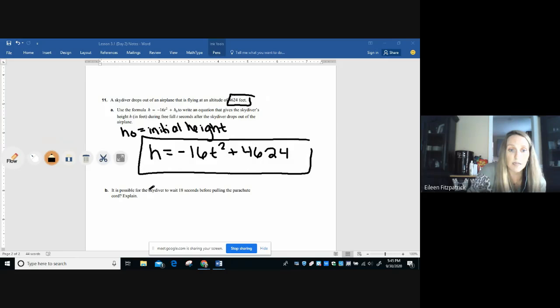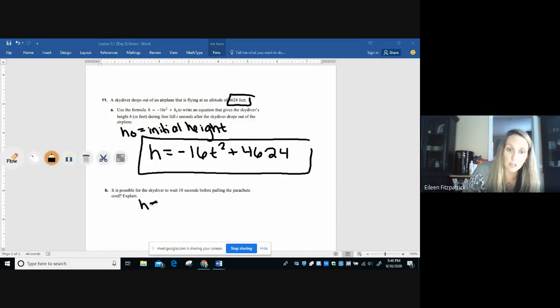Then it says, is it possible for the skydiver to wait 18 seconds before pulling the parachute? Explain. Well, where would I plug that 18 in? Would I plug it in for h or t? You'd plug it in for t because it's time. So let's figure out where the skydiver will be at 18 seconds. So he jumps out of the plane and then he's going to wait 18 seconds to pull the parachute. Let's see what his height would be. Let's make sure it would be safe for him to wait that long.